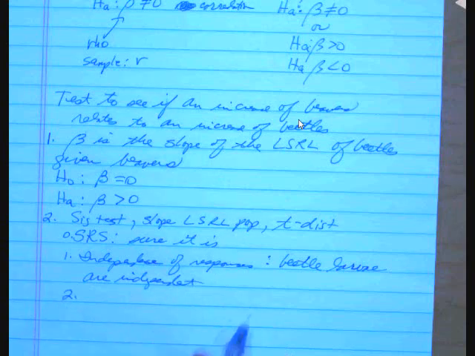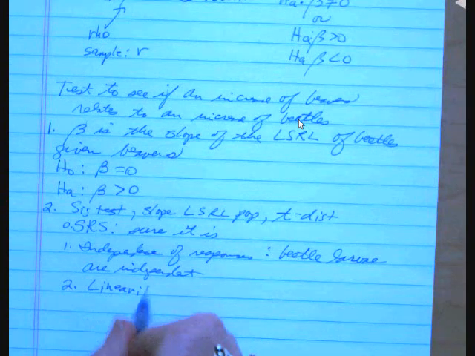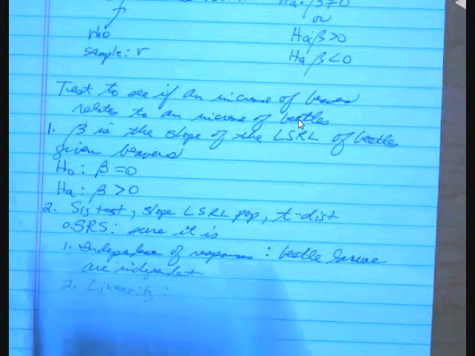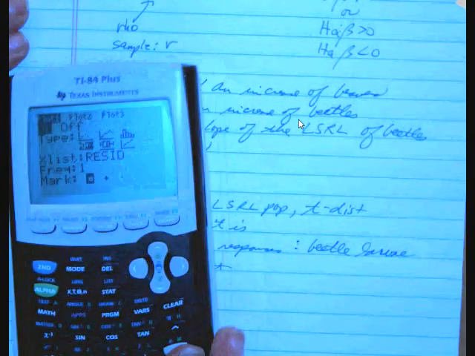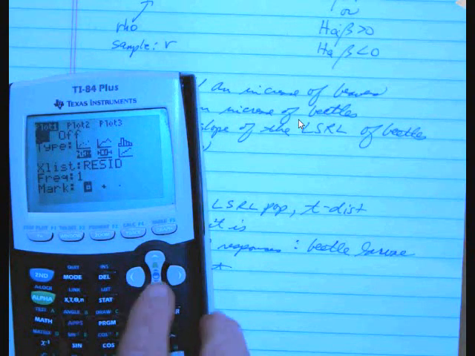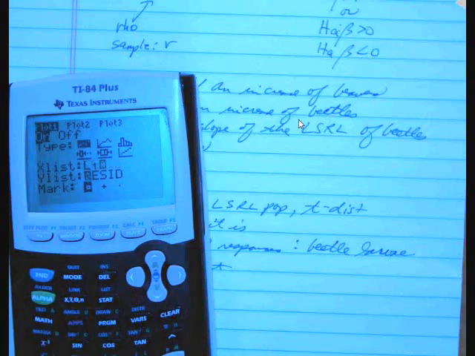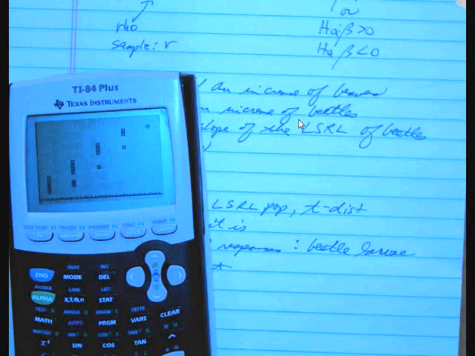Okay. We need to check for linearity. That's where I'm going to pull out my calculator. Now that I have entered my data, let me just plot that data. So I'll make a scatter plot, list 1 and list 2. Zoom 9. Oh, that looks pretty good.